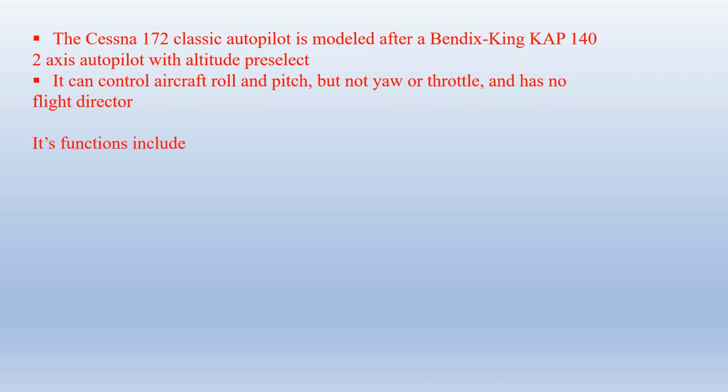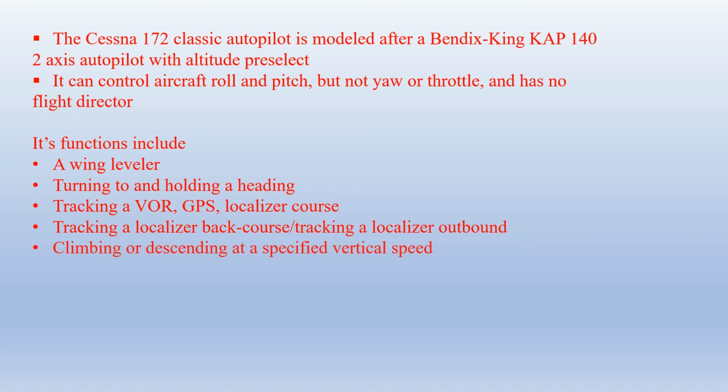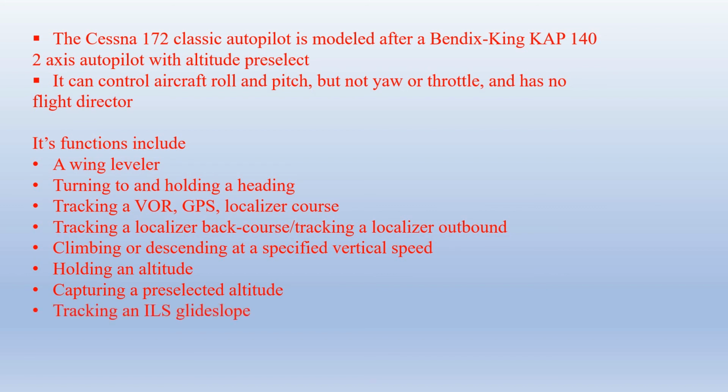The functions of the autopilot include a wing leveler, the ability to turn to and hold a heading, the ability to track a VOR, GPS, or localizer course, the ability to track a localizer back course or track a localizer course while flying outbound from a runway, although the tracking of a localizer back course does not work super great in Flight Simulator, at least from my personal experience. Climbing or descending at a specified vertical speed, holding an altitude, capturing a pre-selected altitude, and tracking an ILS glide slope.